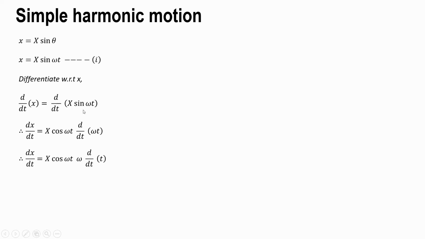If it had been only t, then the derivative of sin t would have been only cos t. But instead of t we have omega t, so again we have to take into consideration the derivative of omega t, and that is the chain rule. Omega is a constant, so it is only the derivative of t with respect to t, that is nothing but 1. So X as it is, cos omega t as it is, omega as it is, and the derivative of t with respect to t is 1. So dx by dt, which is x dot, is equal to, rearranging the terms, omega X cos omega t. The first expression is that of the displacement, the second one is that of the velocity. The derivative of displacement is nothing but velocity.